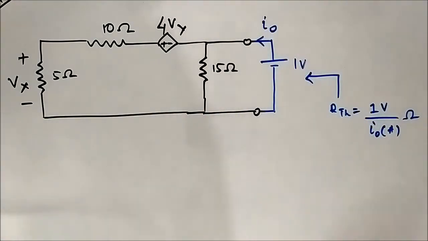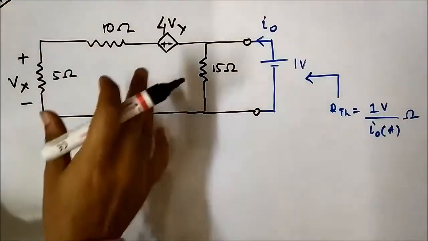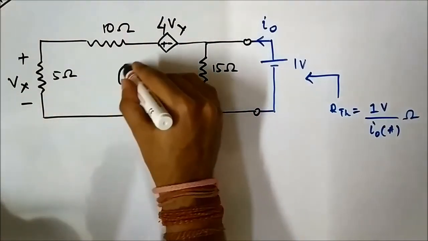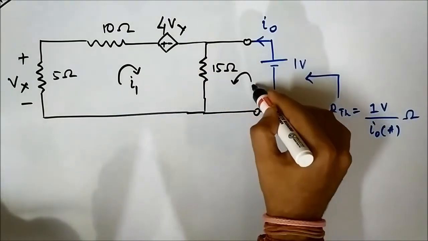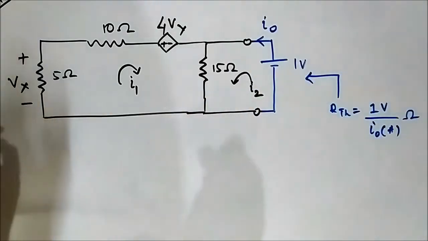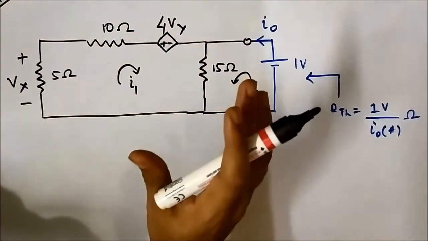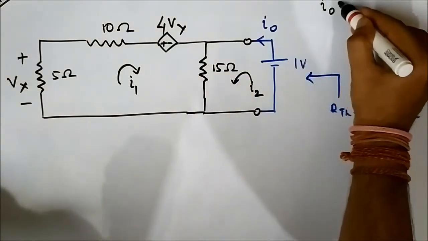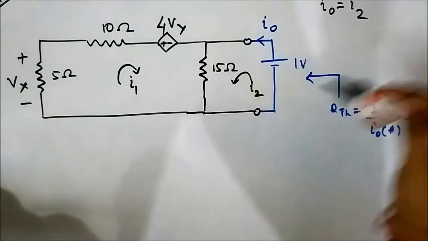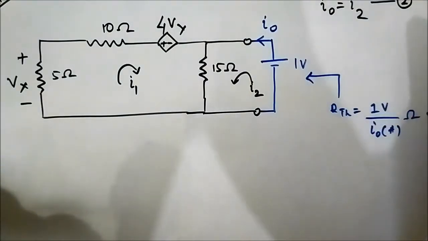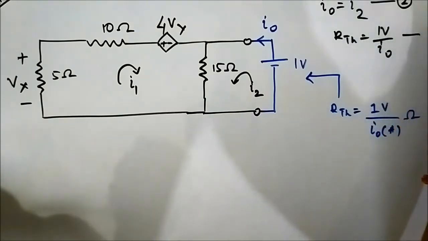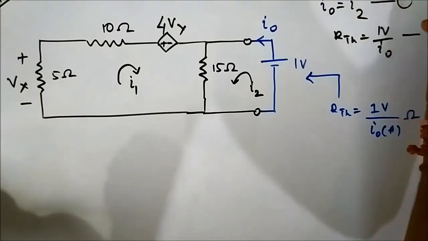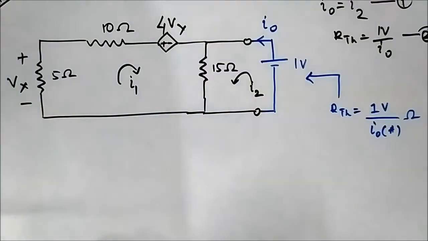Okay, so we'll be using mesh analysis. So for that we have to assign the mesh currents to these two meshes. So let us assign the mesh currents. Let this be I1 and let's say this is I2, clockwise and anti-clockwise directions. So here an important relationship is I0 is equal to I2, they are in the same direction. This is equation number 2. That is RTh is 1 volt by I0, that is equation number 1. Okay, let us consider this as 1 and this is 2.